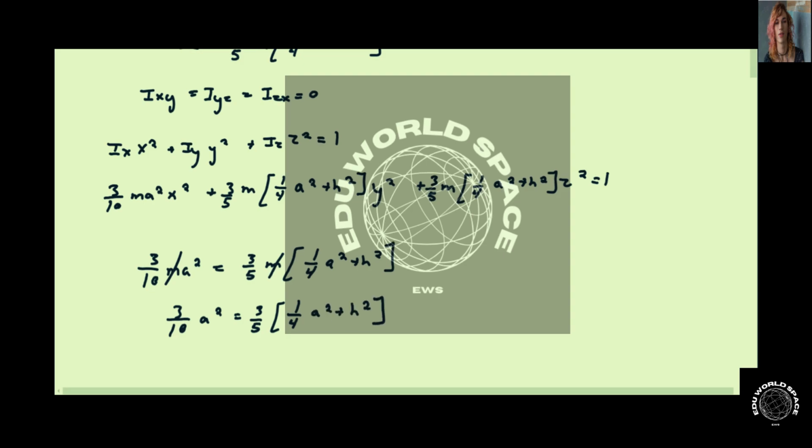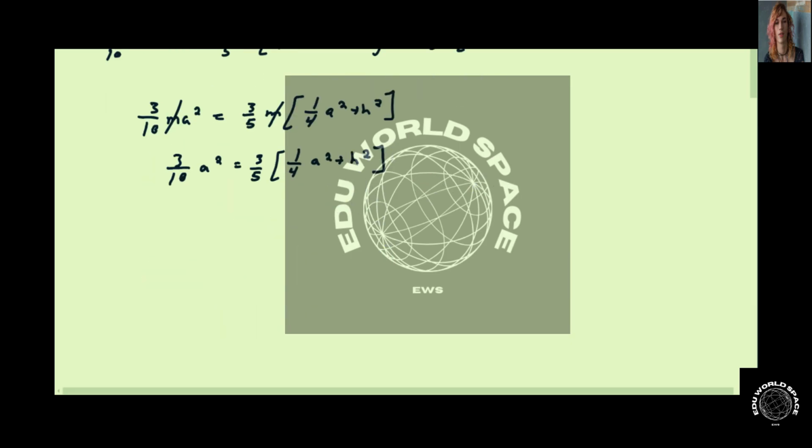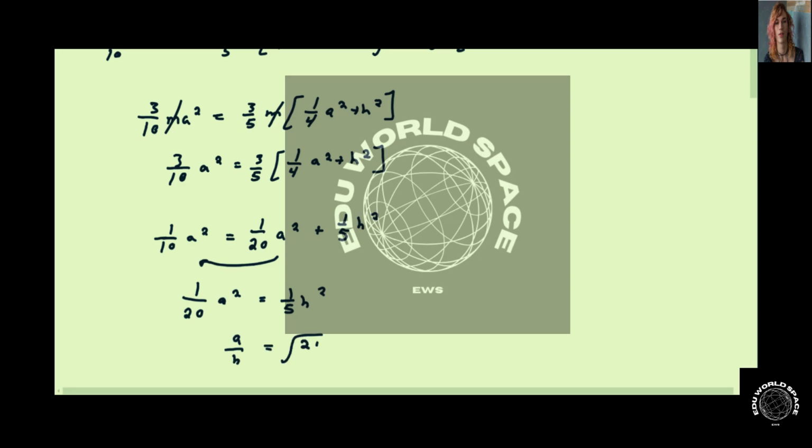Okay, and I'm just going to multiply this all out. So we have 3/10 A squared equals 3/20 A squared plus 3/5 H squared. We're just going to take this over here, and we have 3/20 A squared equals 3/5 H squared. And A over H equals 2, so part A is 2.